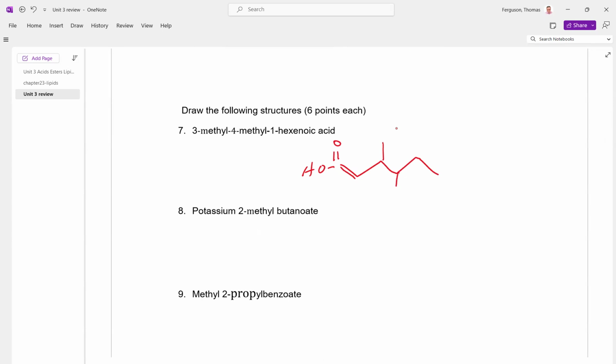Okay, so we have 6 carbons, double bond at carbon number 1. Does anyone see anything wrong with that? What about the bonds? 5, that's right. Well, that's an illegal structure. You cannot have a double bond at carbon number 1 for acids, because carbon can only take a maximum of 4 bonds. There are 5 there.